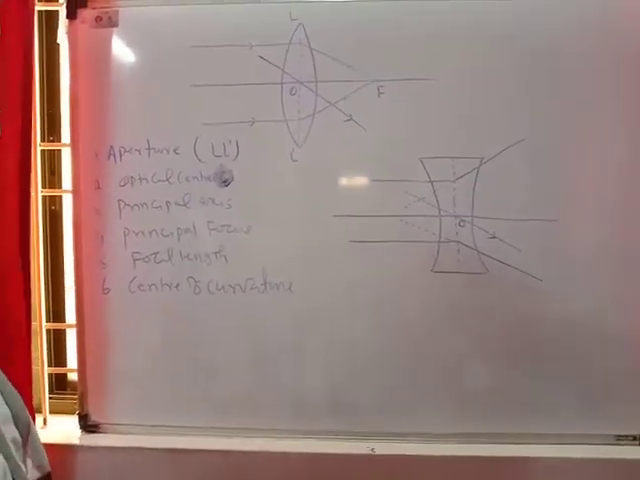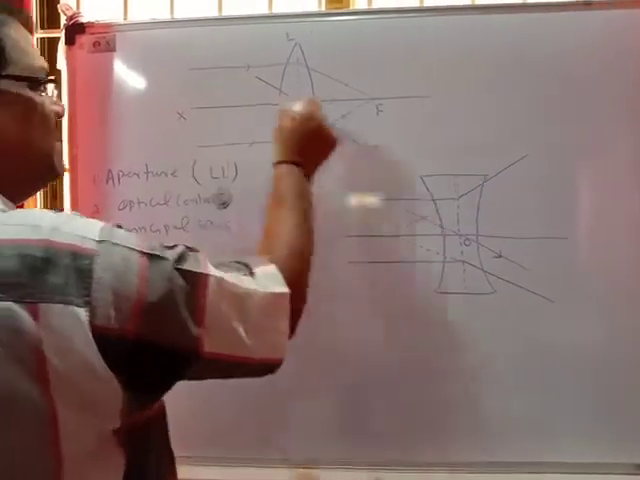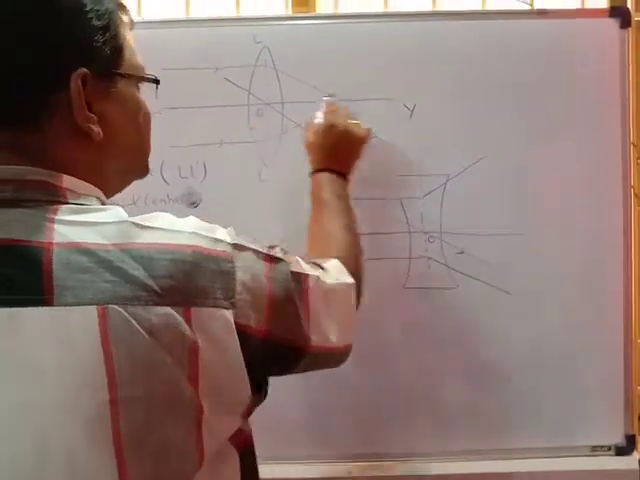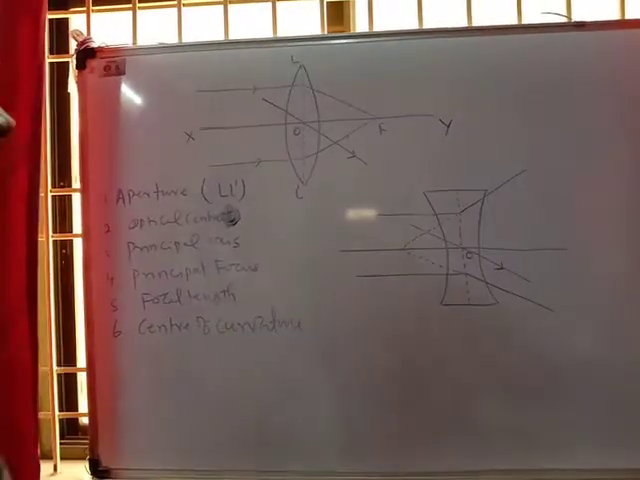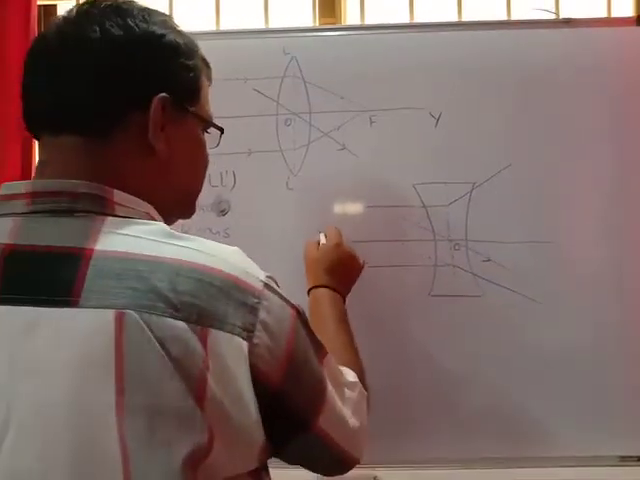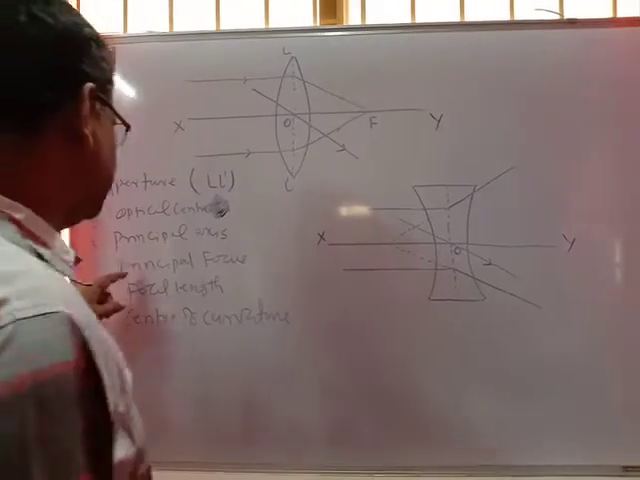Another is the principal axis. So what is the principal axis? That is XY. XY is the principal axis. It is a straight line passing through the optical center. That is also X and Y, passing through the optical center. This is the principal axis.